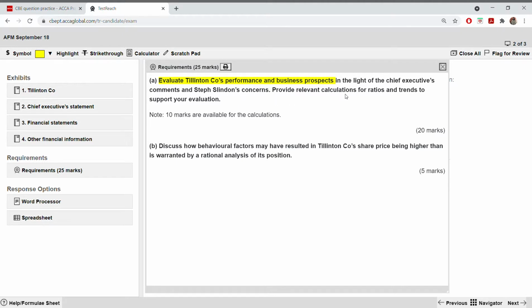Provide relevant calculations for ratios. So relevant calculations they have given you. Now it's up to you what ratios you want to calculate. They didn't tell you which ratios or how many ratios you have to calculate, but based on the marks, they have given it 20 marks and they have told 10 marks are available for calculations. Whenever they give you marks and don't tell you the split, we assume it's equal: 10 marks for calculation and 10 marks for writing it.